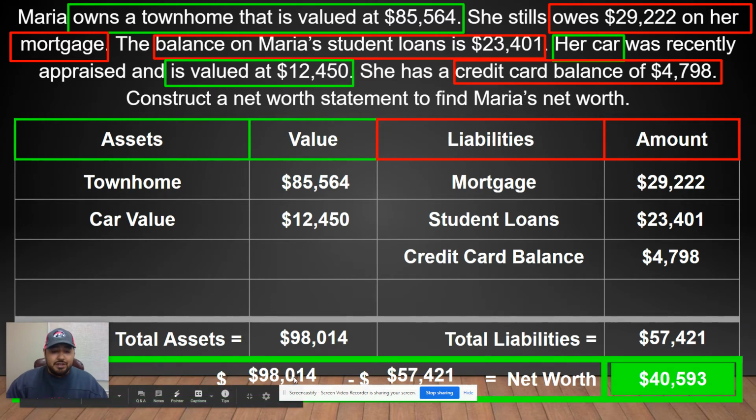Wait, golly, I can't believe I can't say this right. $40,593. Sorry about that. So we're going to move on to the next one.